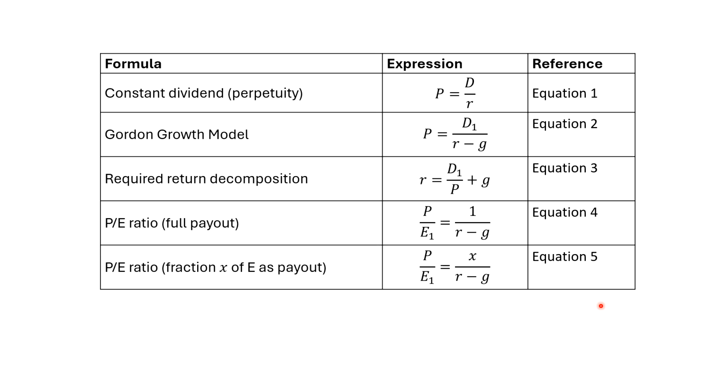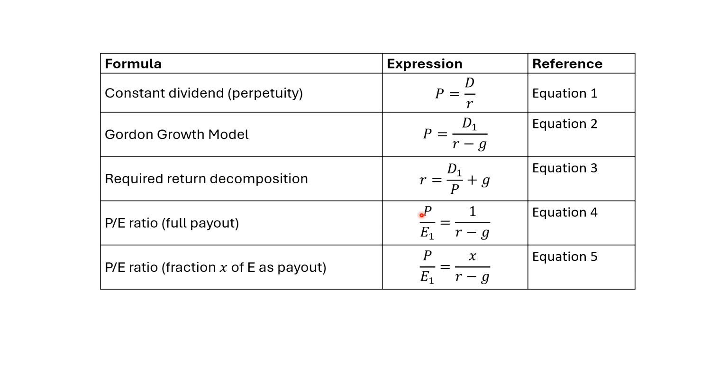You may want to do a screen capture on this. These are the 5 equations we developed. We started with the simple model and then the Gordon growth, where we assumed growth in the dividend amount, right? And then we solved for R in this equation, and we got this one here.